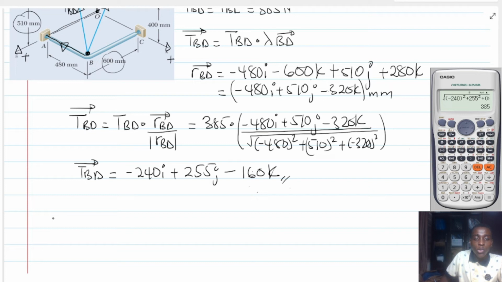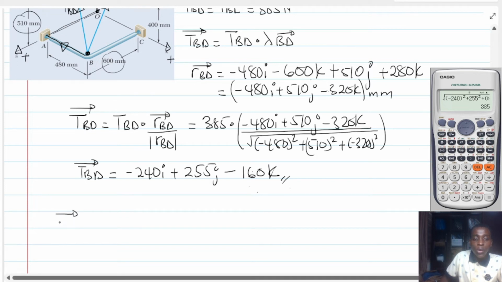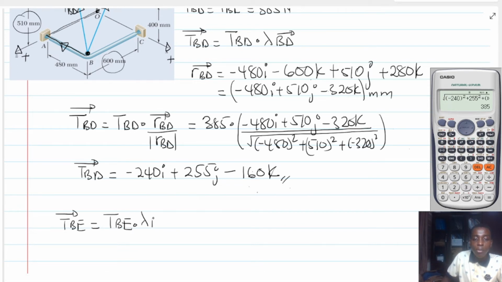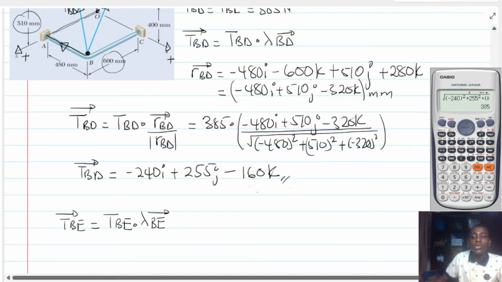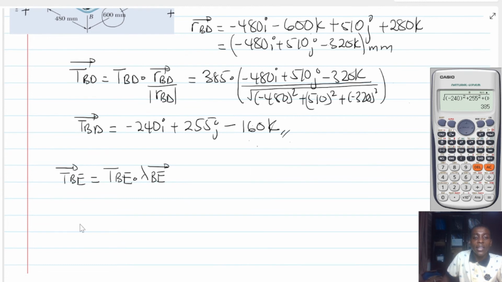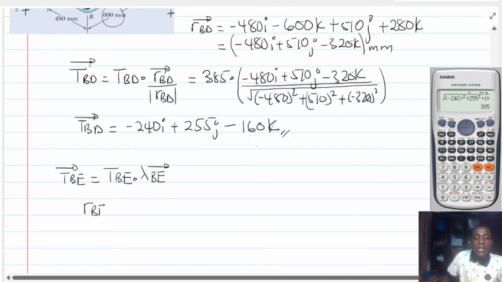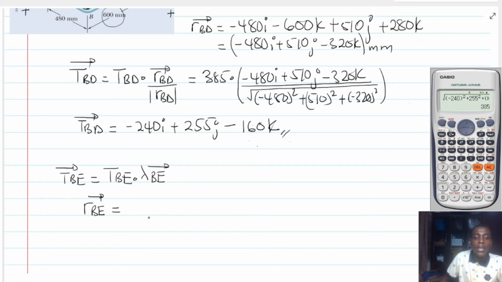Is that right? Okay. So now from here, I'm done with the first part. If I want to do TBE, I will do the same thing. Multiply TBE by a unit vector from B to E. Now, how do I do the unit vector? So first of all, let's do the position vector again. So RBE. Let's do the position vector analysis. So I'm going to move from B to E. Let's do that.